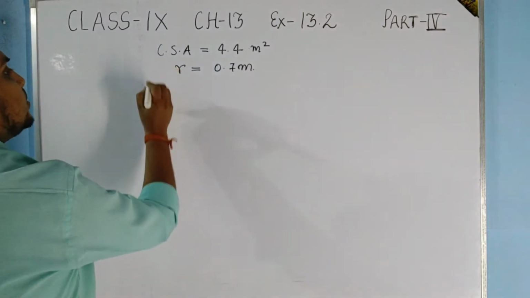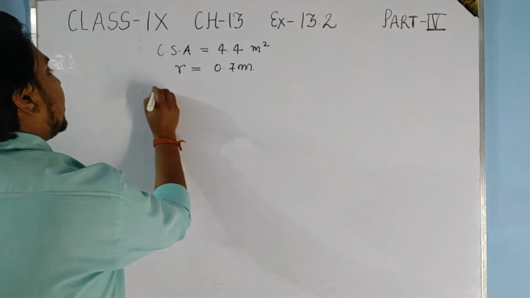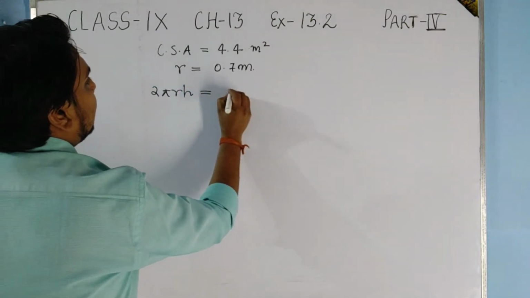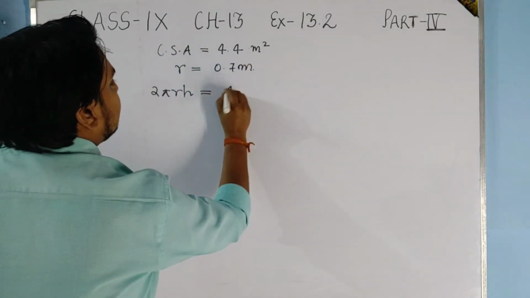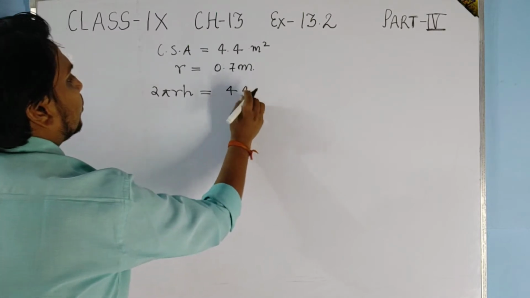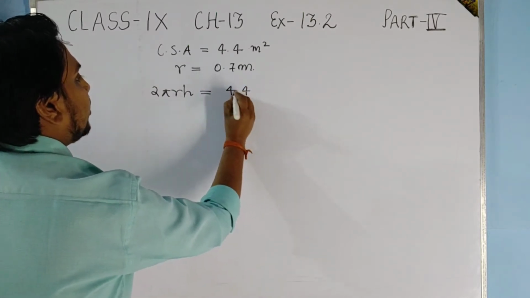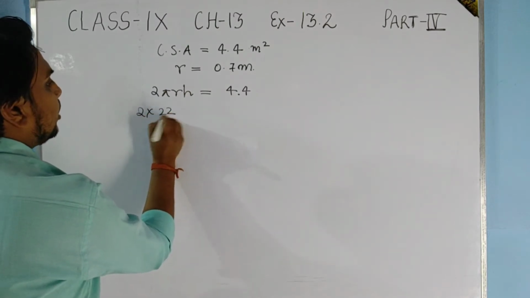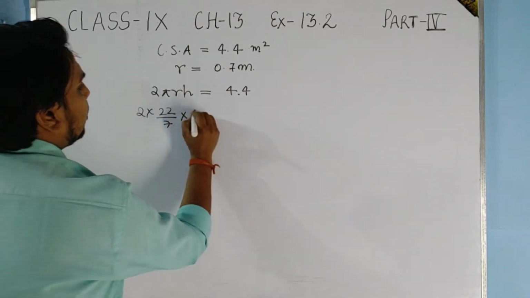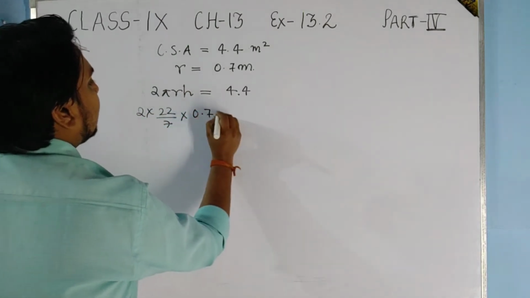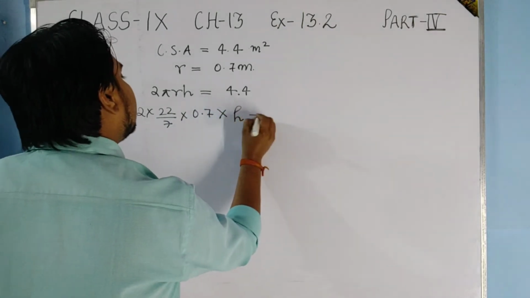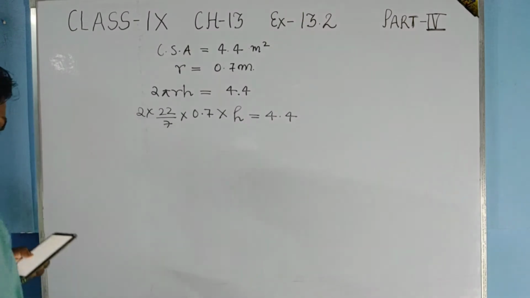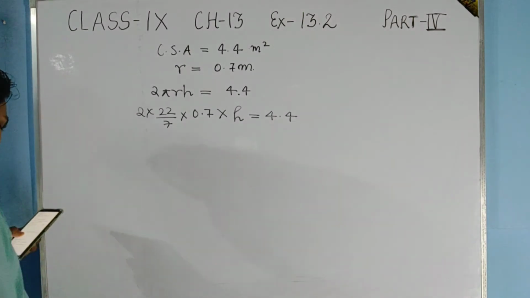Okay, so curved surface area is what? It is 2 pi r h. 2 pi r h means curved surface area, and it is given as 4.4. Here, 2 into 22 by 7, r is 0.7, and h is to be found out, means the height of the cylinder. So we have to find the height here.